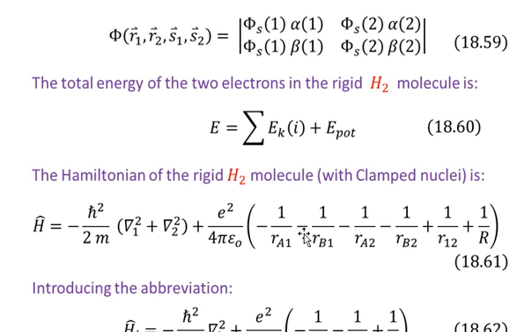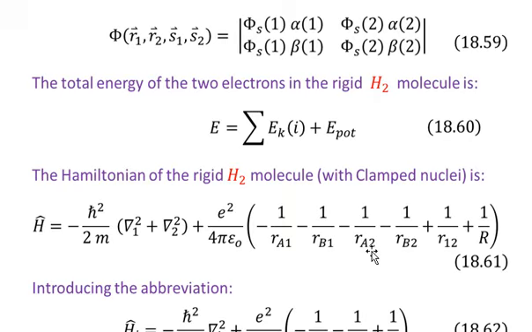And then we have the potential energy term, which is plus e squared over 4 pi epsilon naught, and the parenthesis contains minus 1 over R_A1, minus 1 over R_B1, minus 1 over R_A2, minus 1 over R_B2, plus 1 over R_12, plus 1 over capital R. You know that these negative terms are the terms which produce attractive potential. So minus 1 over R_A1 is an attractive potential term. Similarly, minus 1 over R_B1 is an attractive potential term.